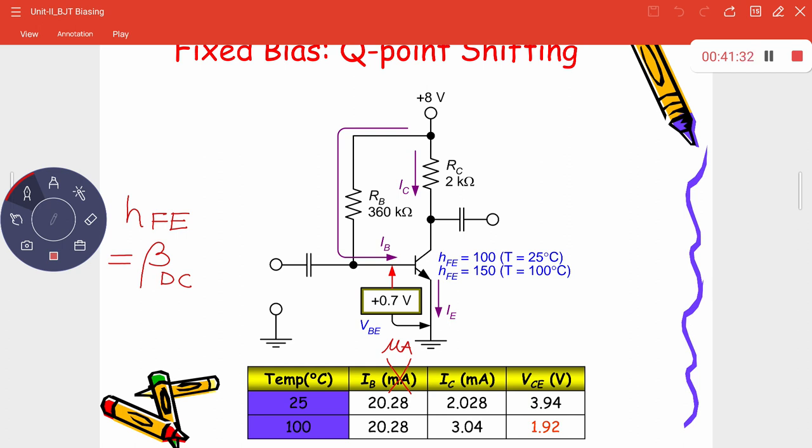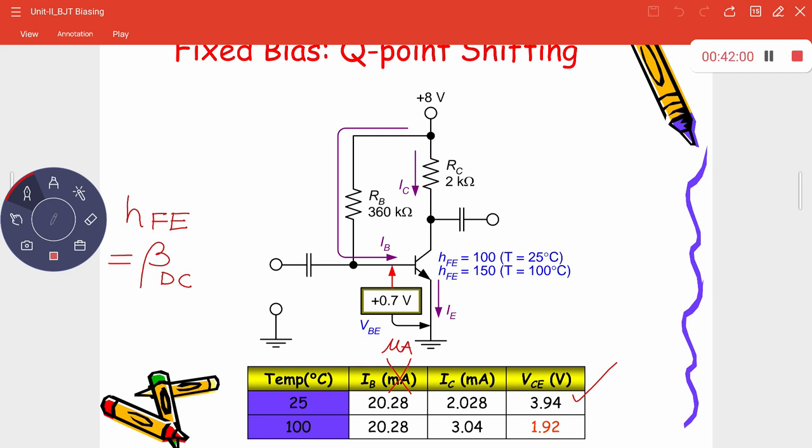So where to place your operating point? Close to 4 volt, right? There you have got, at 25 degrees centigrade with beta equal to 100, VCE to be 3.94. That's great, close to that. But whenever beta has increased from 100 to 150, then the operating point has shifted to 1.92 from 4. Is it desirable? No.